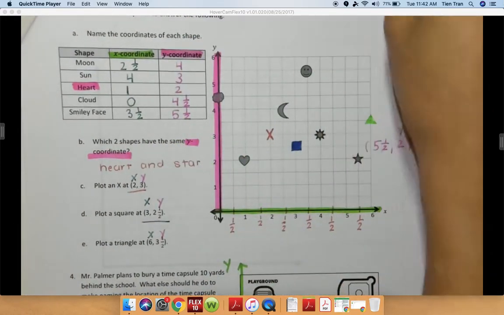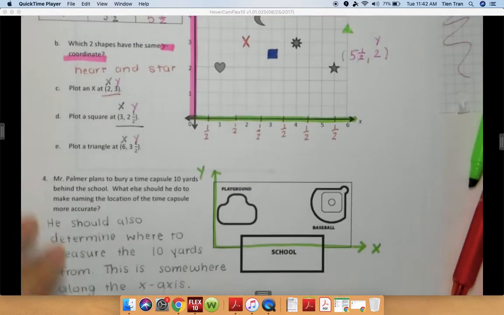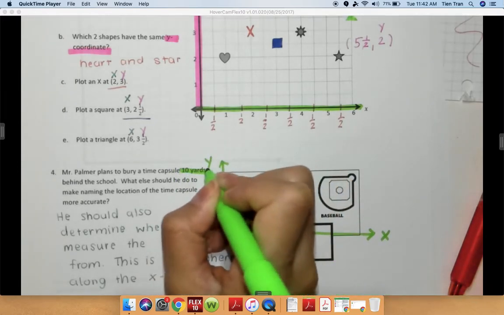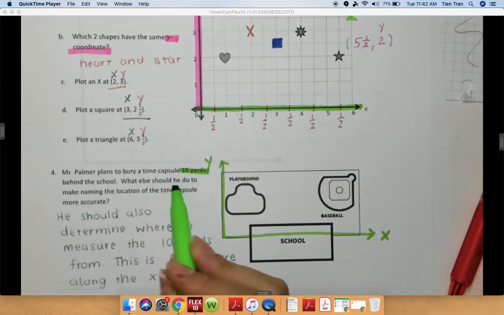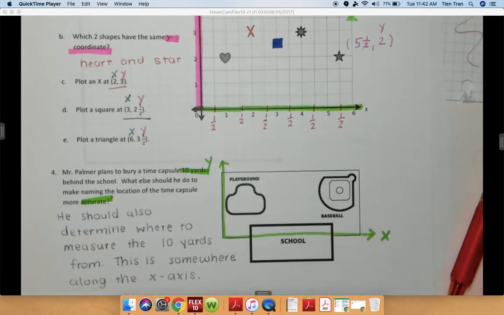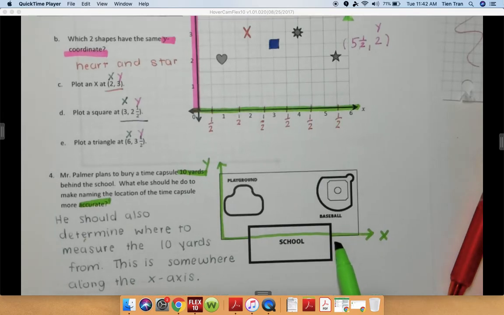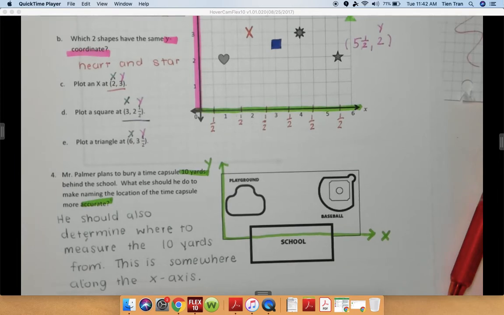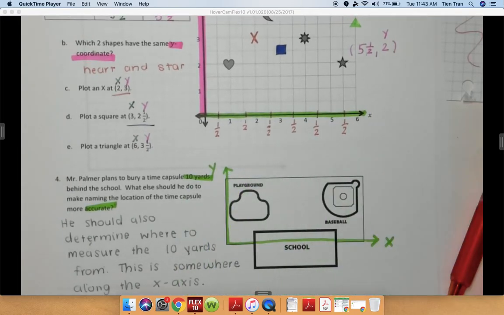Now, for problem number 4. It says here, Mr. Palmer plans to bury a time capsule 10 yards behind the school. What else should he do to make naming the location of the time capsule more accurate? So what he should do is he should also determine where to measure the 10 yards from. This is somewhere along the x-axis. So if he wants to bury something, I think he should draw a coordinate and then label the measurements so that they can find out where he chooses to put the time capsule.